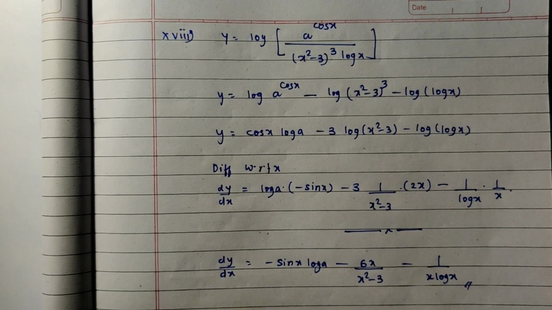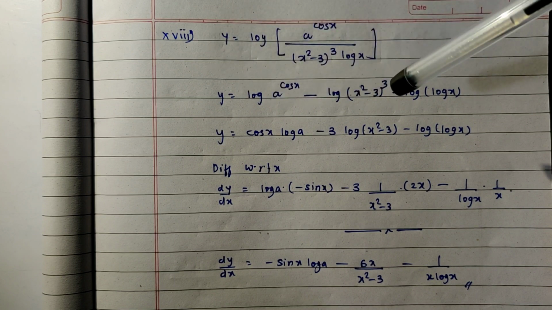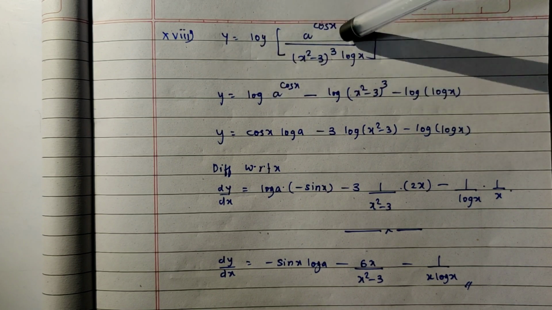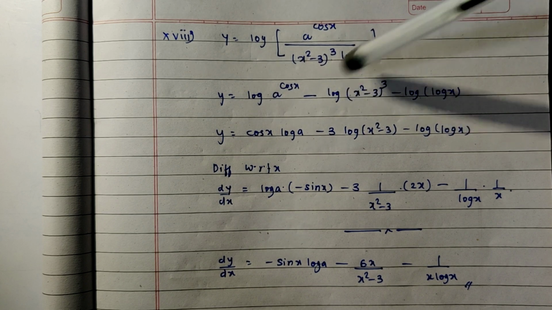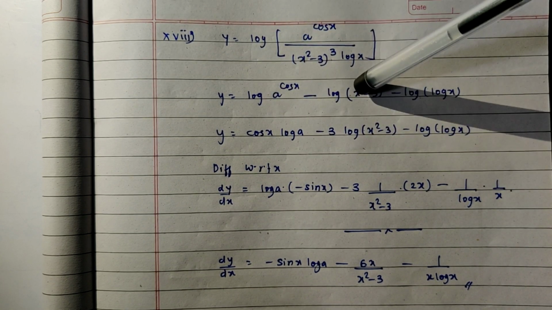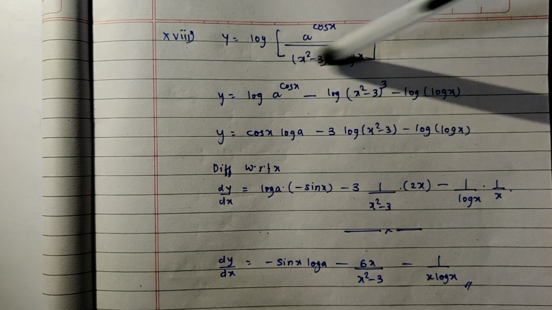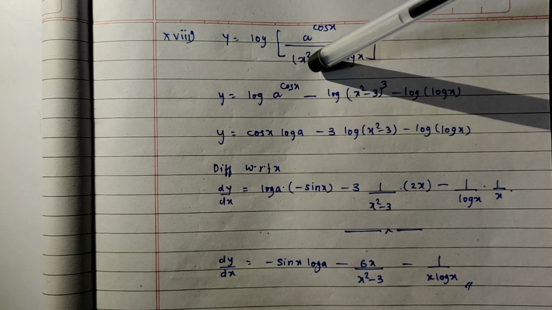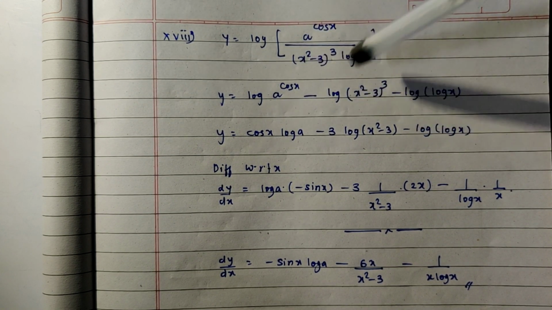18th sub question. y is equal to log of a raised to power cos x upon x square minus 3 whole cube into log x. First we use the law of logarithm, that is log of m upon n is log m minus log n. Again we separate it: log of m into n is log m plus log n.